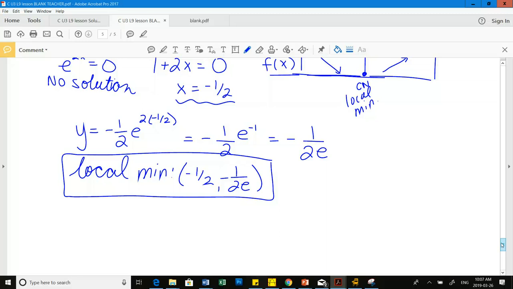Okay, questions on this guy? Because 2 times the negative half is just negative 1. So 2's cancel, and then you're left with negative 1.